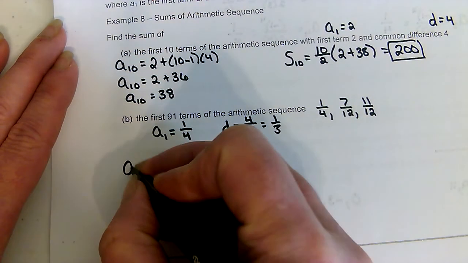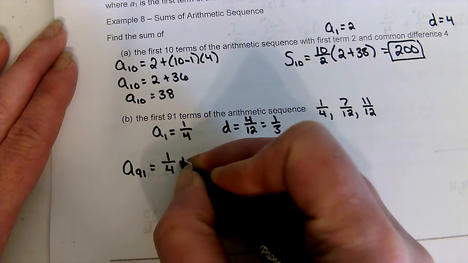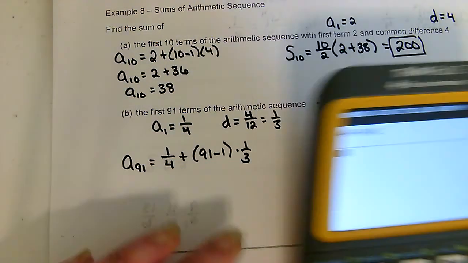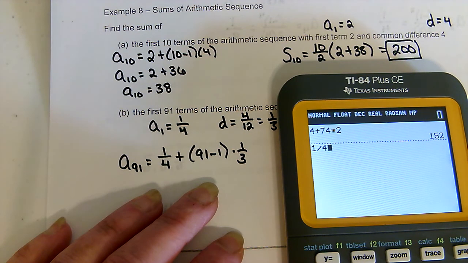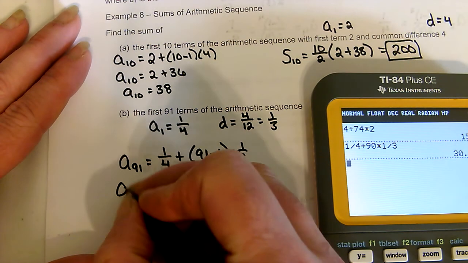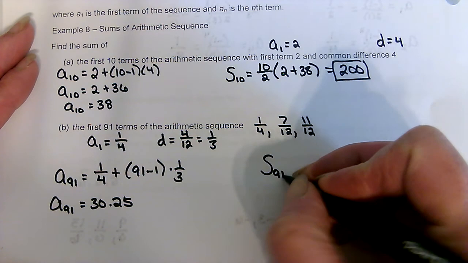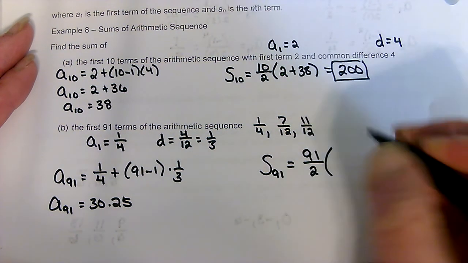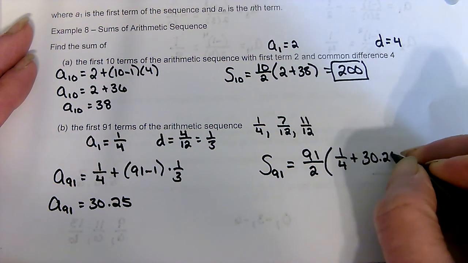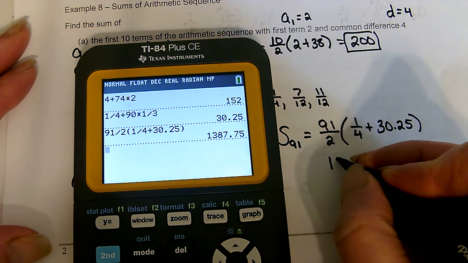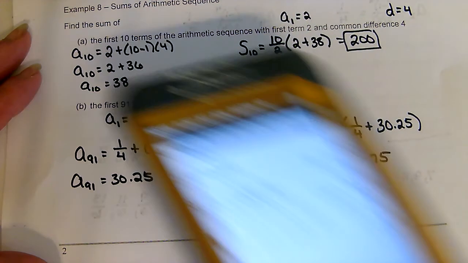And if I want the first 91 terms, then I need the 91st term. So I'm starting with 1/4 plus 91 minus 1 times 1/3. And I'm going to go ahead and find that. 1/4 plus 90 times 1/3. Oh, that's going to just be 30, isn't it? 30.25. So the sum of the first 91 terms is going to be found by taking 91 divided by 2 times the first term plus the last term. So 91 divided by 2, parentheses, 1/4 plus 30.25. And we get 1,387.75. A lot faster than adding up 91 fractions.